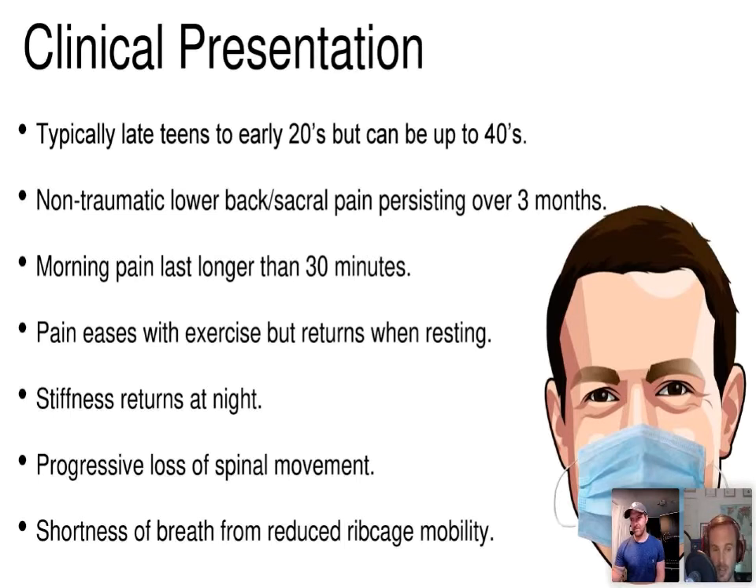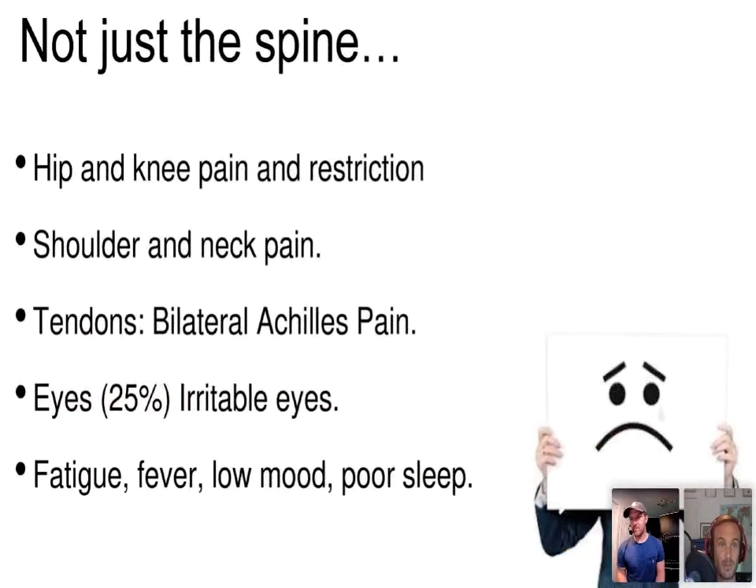Shortness of breath. This comes from the reduced rib cage mobility because those costovertebral joints can be affected by the disease process. So that's another one to look out for, is the link really between respiratory function and the musculoskeletal system, which comes from the rib cage.